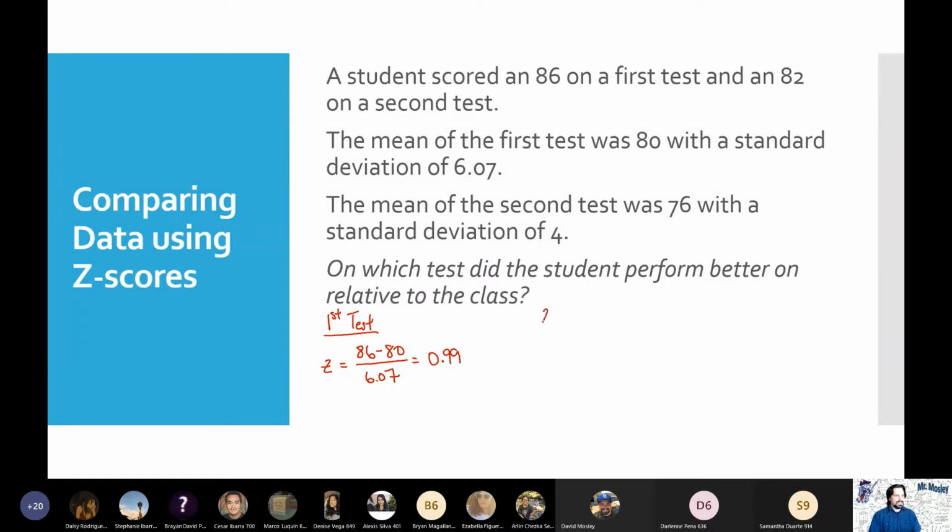And on the second test, our student has a z-score that is equal to 82 minus 76 divided by 4. And that results in a z-score of 1.5.